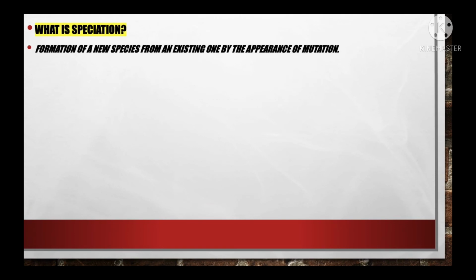Now, what is speciation? Formation of a new species from an existing one by the appearance of mutation is known as speciation. So, speciation occurs when two or more populations become so genetically distinct that they no longer interbreed with one another. Speciation occurs when a group within a species separates from other members of its species and develops its own unique characteristics.